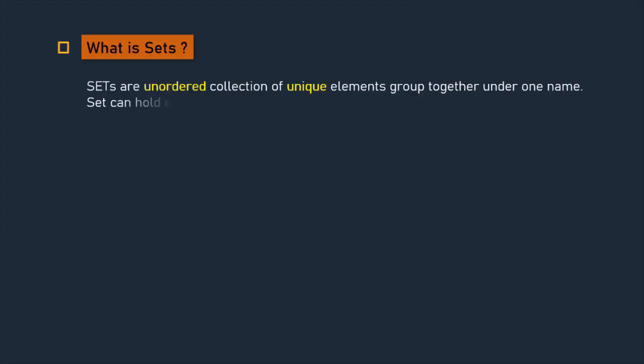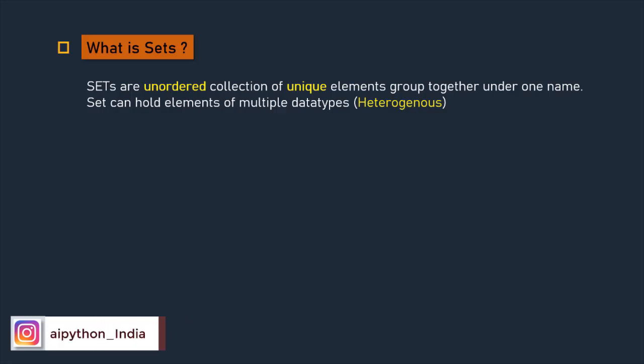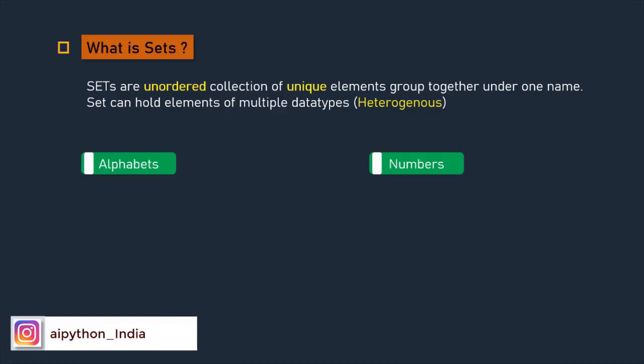So what is a set? Sets are an unordered collection of unique elements grouped together under one name. A set can hold elements of multiple data types. If you are not aware of data types, I would recommend you watch the video, and the link for the same can be found in the I button located at the top right corner of this video. We'll try to understand through a real world example.